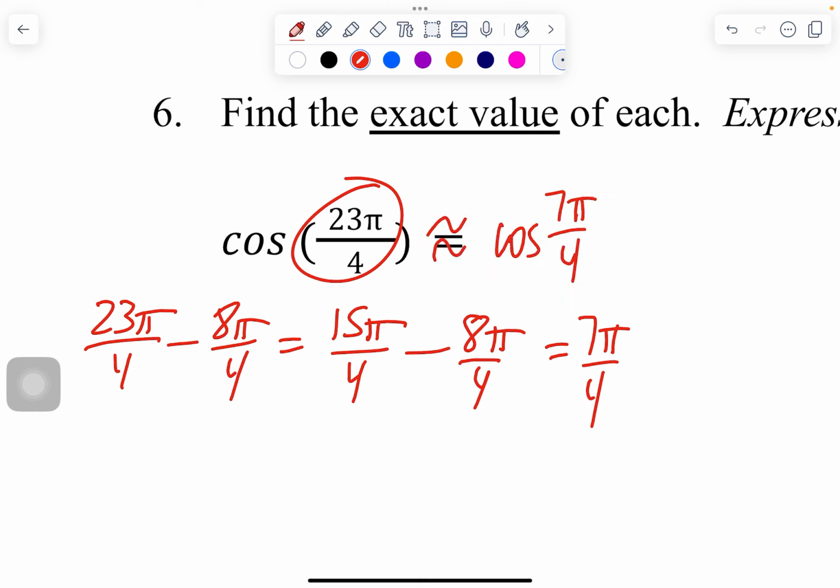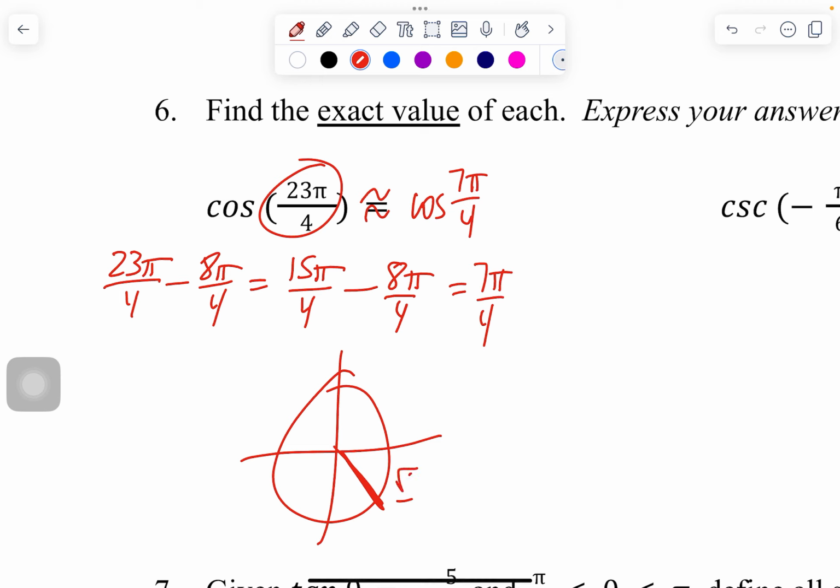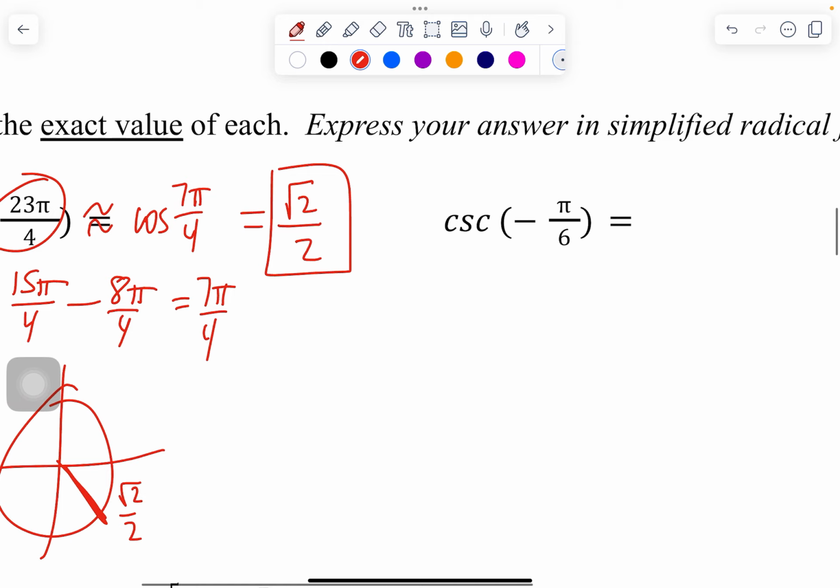So if I locate 7 pi over 4 on my unit circle, I'm looking for the x value there. Believe it or not, that is a 4th quadrant angle, for those of you that have that memorized. Right there, 7 pi over 4. So the x coordinate here is going to be square root of 2 over 2. So root 2 over 2. That's my best answer.